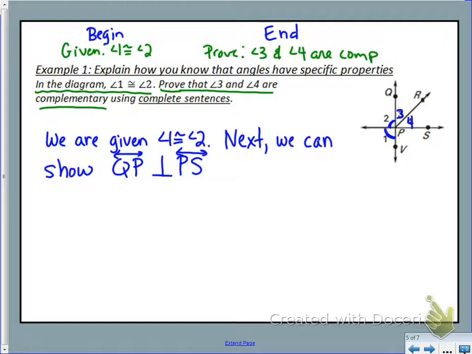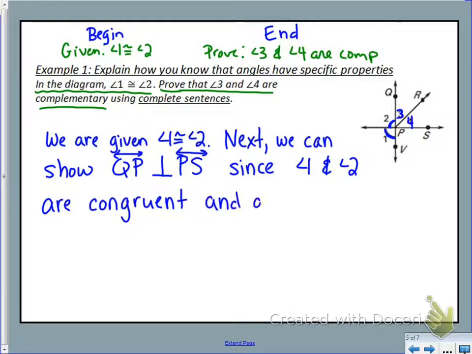So next we can show that these two lines are perpendicular, since angle 1 and angle 2 are congruent and a linear pair. So we know that those are going to be perpendicular. So when we look at our picture, we've now established that line QV and line PS are perpendicular. And don't we know that perpendicular means that all of those angles are going to be right angles?